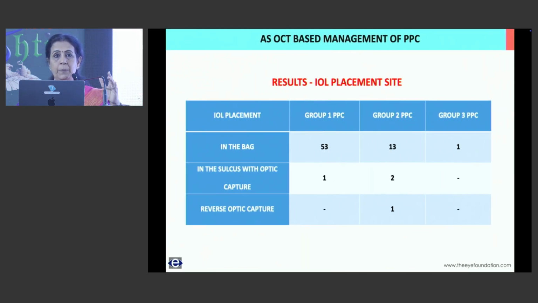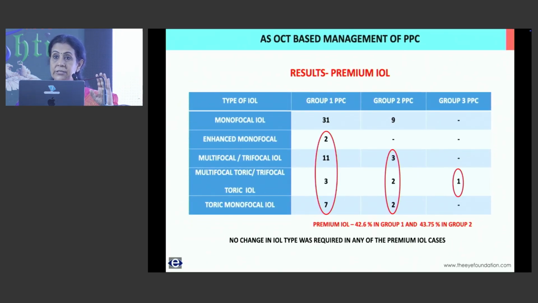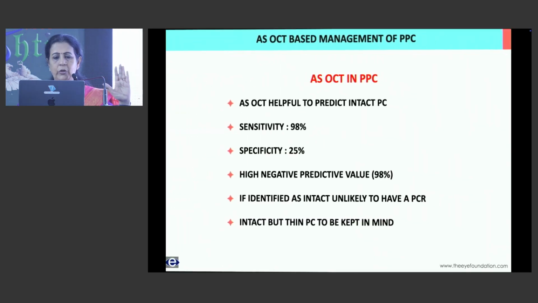And as far as the IOL placement, out of the 54 eyes in group 1, in only 1 it was placed in the sulcus with optic capture. In group 2, 13 of them could be placed in the bag, and only in 3 of them an optic capture and reverse optic capture was done. And the most interesting thing is, we had promised premium IOLs to all of those patients, and in spite of it being a polar cataract, we did not have to change the IOL and we could place it.